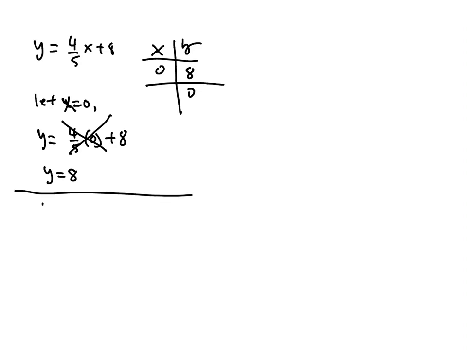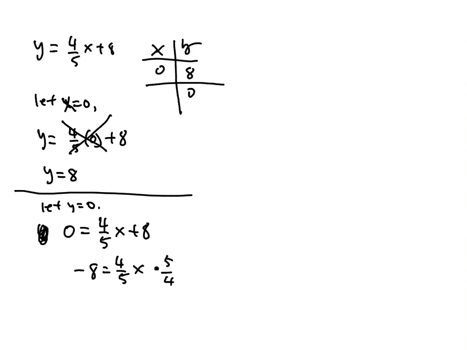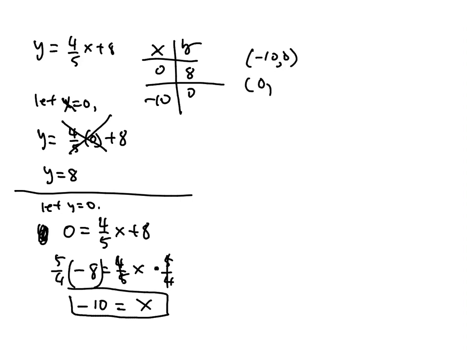Now we're gonna let y equal 0. So 0 equal 4/5 x plus 8. Solve for x. Negative 8 equal 4 over 5x. And then we multiply both sides by 5 over 4. You get x equals negative 10. So we have negative 10, 0, and 0, 8.